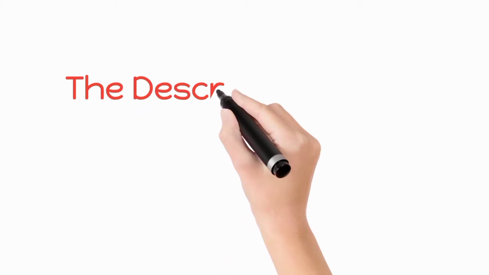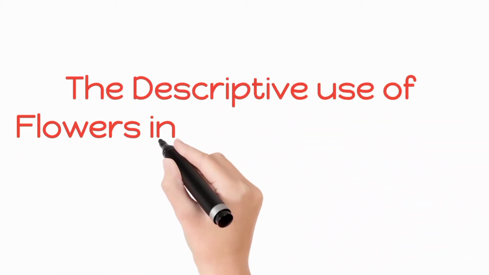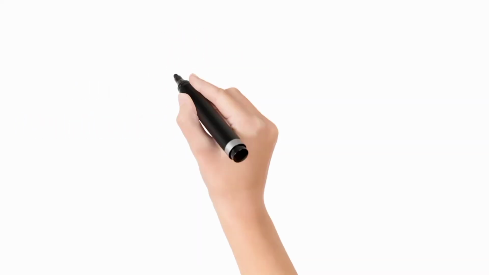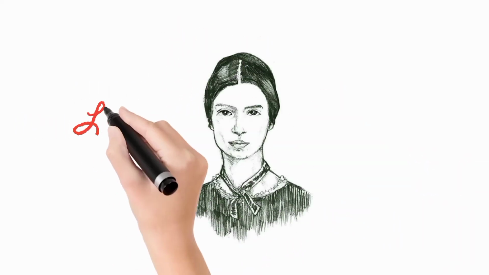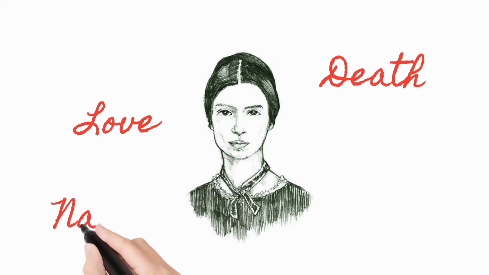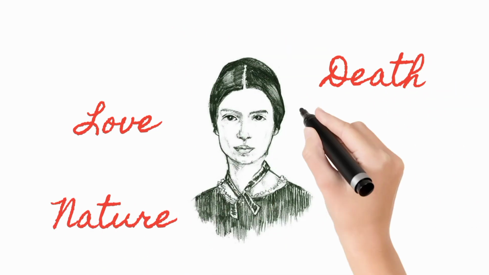Hi everyone. In this video we are going to talk about the descriptive use of flowers in Emily Dickinson's poems. Emily Dickinson is famous for her description of love, death and nature in her poetry. There are a large number of poems dealing with the subject of flowers and gardens.